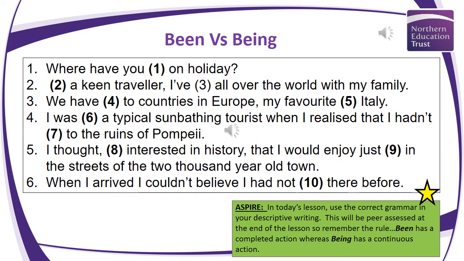So again, here's a slide that you could possibly use, and it just has those words that are missing. So you can have a go at this yourself anyway, and you can just change the statements. So you're constantly reminding the students of the grammatical and the correct, whether or not they're using been or being. So also you can have that in your Aspire. So in today's lesson, use the correct grammar in your descriptive writing, for example. This would be peer assessed at the end of the lesson. So remember the rule that been has a completed action, whereas being is a continuous action. And if need be, just keep that on your PowerPoint throughout, and remember to link that then to your plenary at the end.